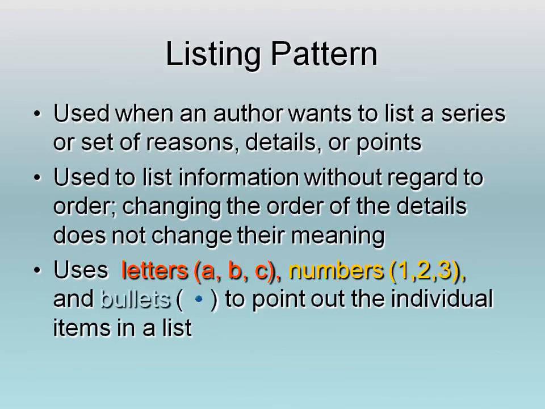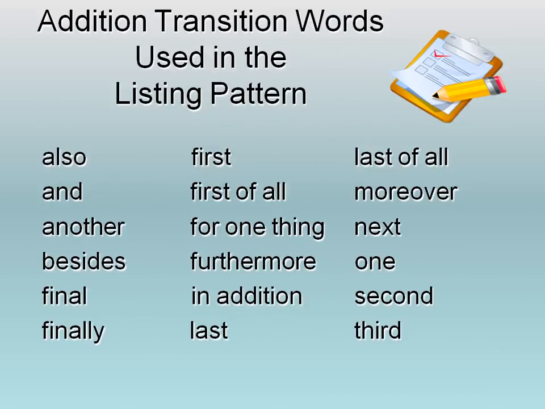Transitions of additions such as and, also, and furthermore are generally used to indicate a listing pattern and signal that the writer is using a second idea along with the first one. The writer presents an idea and then adds other ideas to deepen or clarify the first idea. Read this list of addition transitions used in the listing pattern.